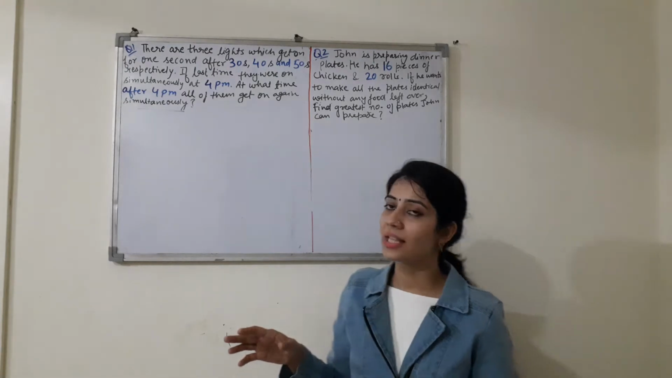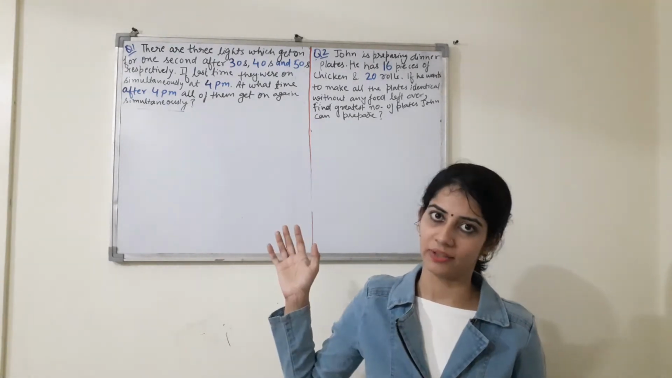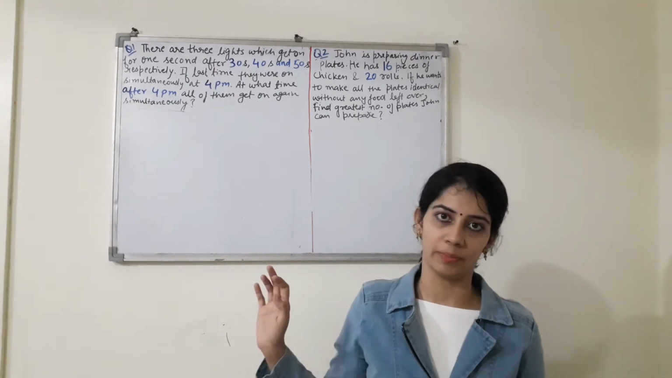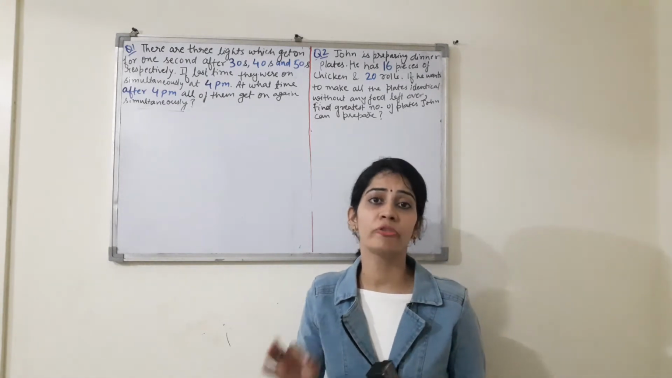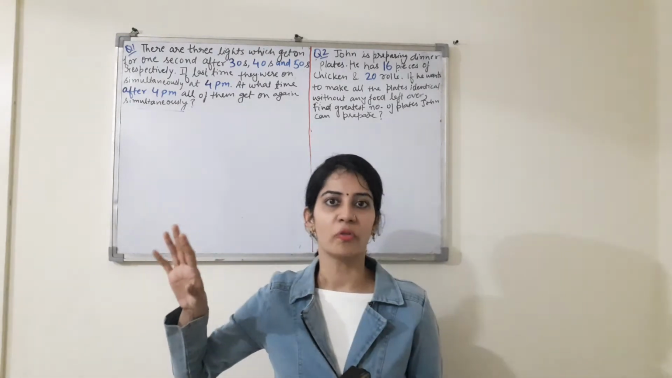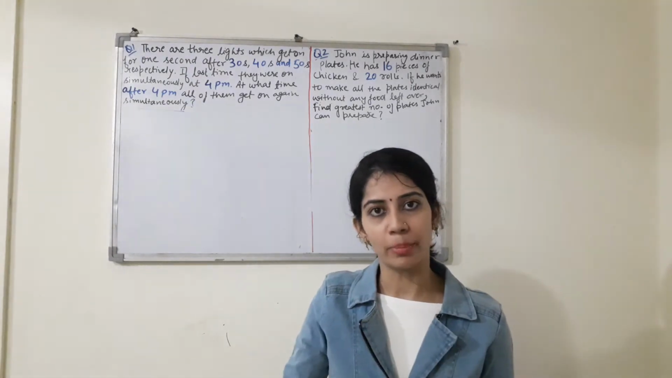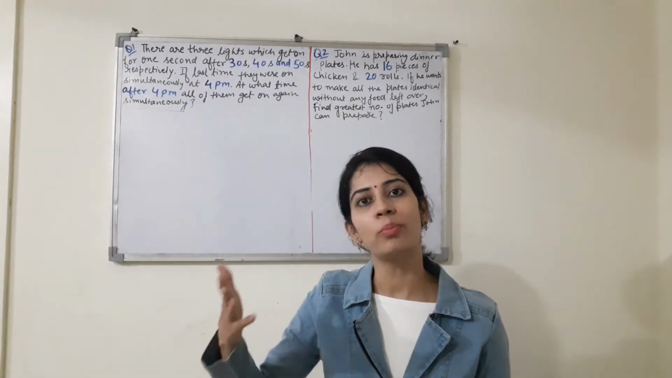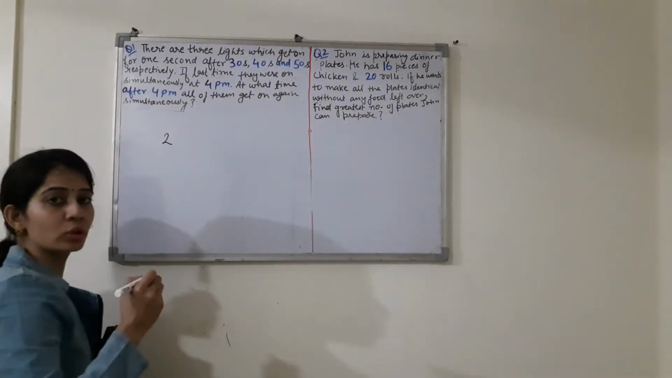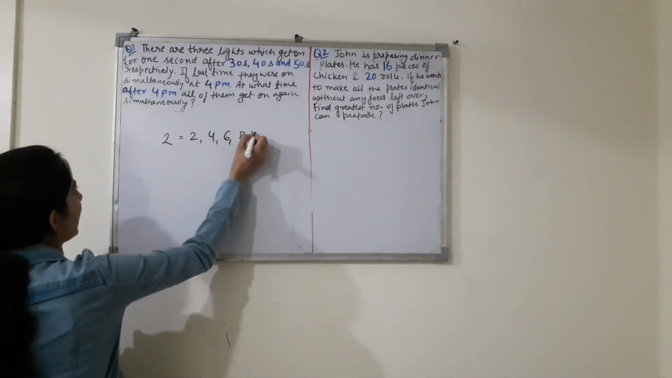Now the question is, how will we know that a particular problem is related to LCM or HCF? For this we should know the properties of factors and multiples. The very important property is that the multiples of a number will always be equal to or more than the given number. Suppose I have the number 2, so the multiples are 2, 4, 6, 8, 10 and so on.